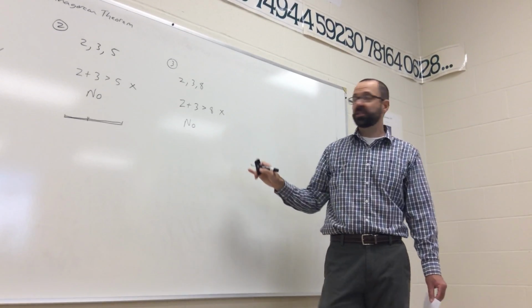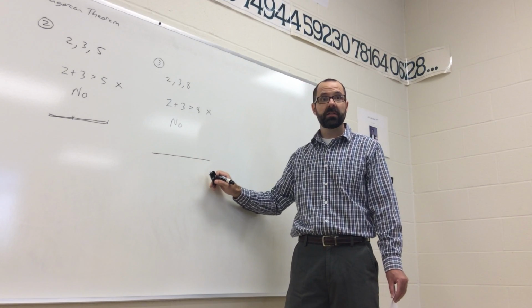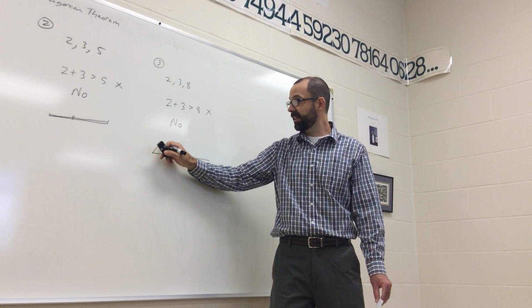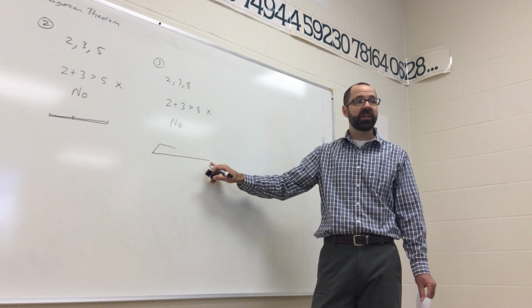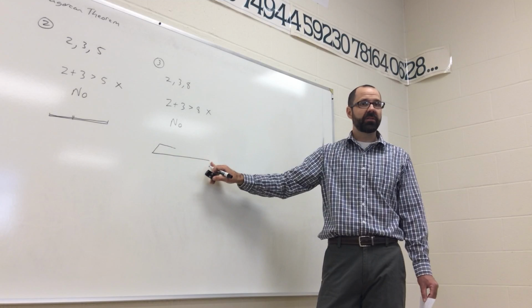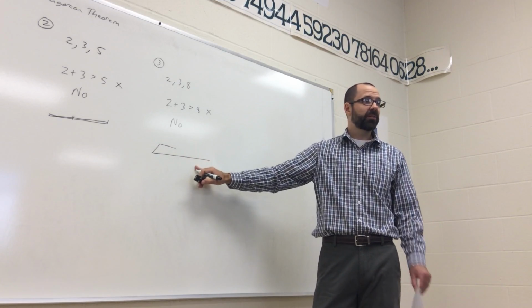And just to nail this home, the reason why is if you had an 8-inch side and then a 2-inch side and a 3-inch side, it's not going to be long enough to reach over here and form a triangle. So that's why it's not going to make a triangle.